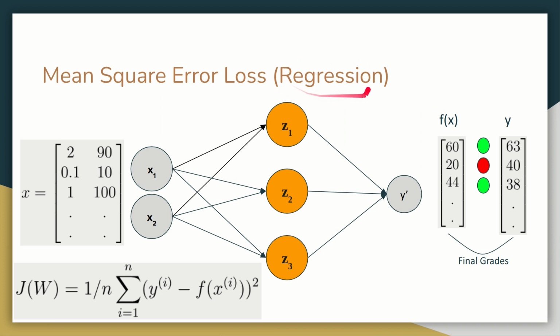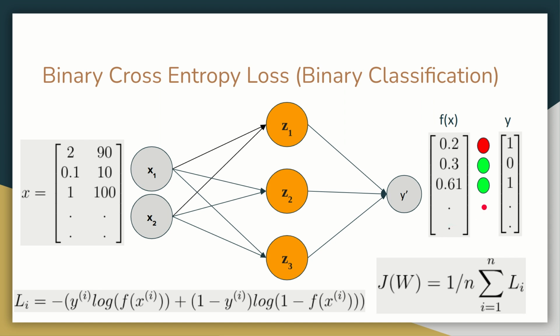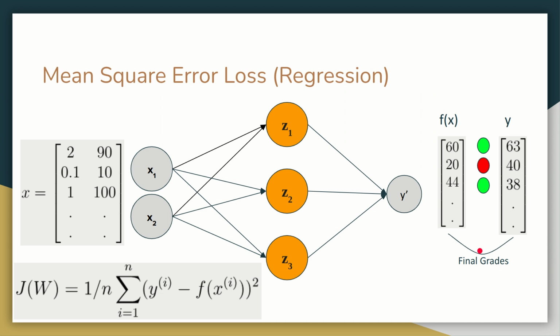Similarly, for a regression problem, instead of predicting the class that a particular instance belongs to, so in the case of classification we were calculating whether the instance belongs to class 0 or class 1, in the case of regression we try to predict a continuous value. So here you can see I have predicted values like 60, 20 and 44, but the actual values are 63, 40 and 38. This represents the final grade of the student in this particular example. Initially we were trying to predict whether the student will pass or not. In the regression problem, instead we are trying to predict what will be the final grade of the student.